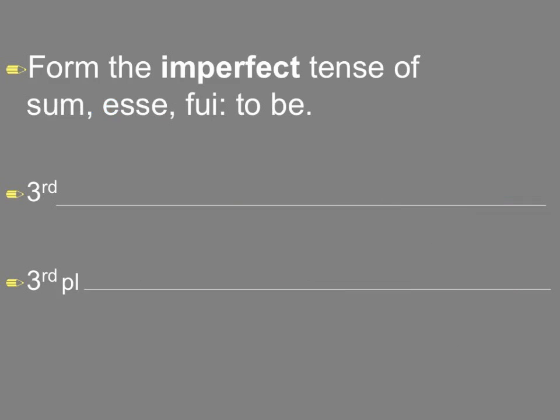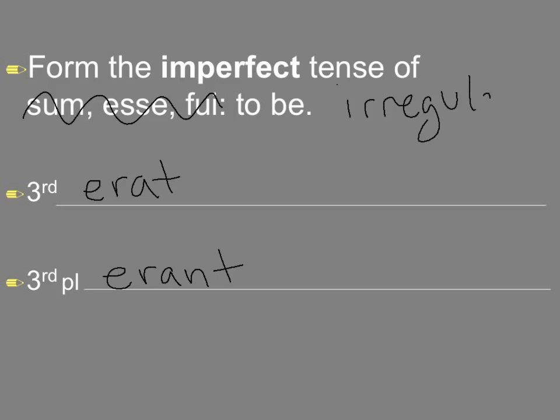The most important verb in the imperfect tense is the verb to be, sum, esse, fuit. This verb, remember the present tense, sum, est, and sunt, breaks our rules. It's no exception in the imperfect tense as well. It will also break the imperfect BA rule. The third person singular will be erat, and the plural will be erant. So we're not using anything up here because it's an irregular verb.